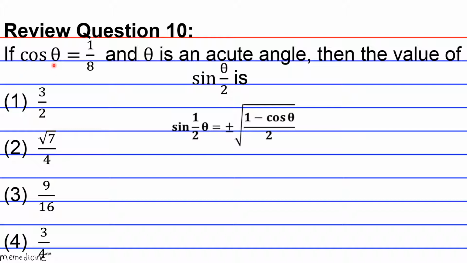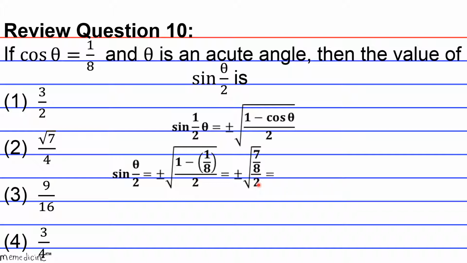So we're told that the cosine of theta is 1/8. We're going to plug that in and see what happens. The sine of theta over 2 is equivalent to plus or minus the square root of 1 minus 1/8, divided by 2. This simplifies to 7/8 over 2. We end up with 7/8 in the numerator because 1 can be considered 8/8, and 8 minus 1 yields 7. That's why we get 7/8, all divided by 2.